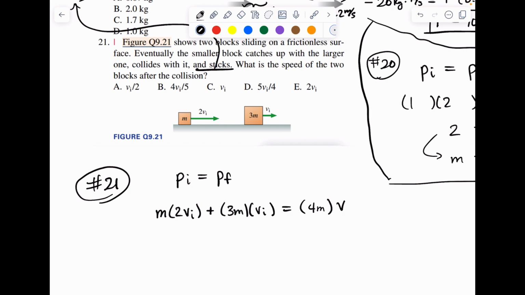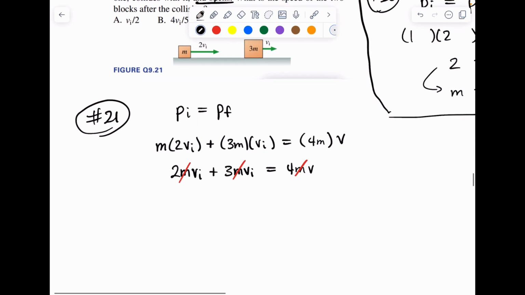Okay, so we have 2mvi plus 3mvi. Ooh, those go together. And over here we have 4mv. In fact, all these masses go away. That certainly is nice. We can just divide by m everywhere. Over here we get 5vi equals 4v. This means that our mystery velocity is 5/4 of vi.